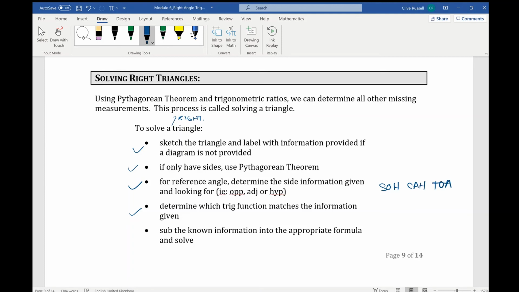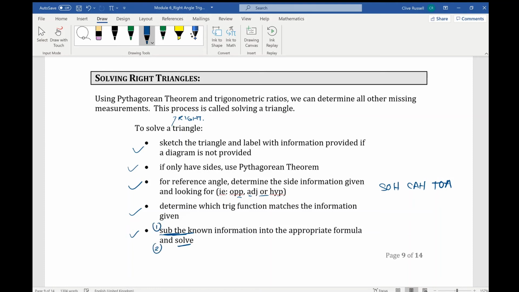And then we circle whichever one we need to use. But that can only be done once you label your opposite, adjacent, and hypotenuse. And the last thing is to sub the known information in the appropriate formula and solve. Now, notice it said sub here first, then solve. So it's given sub and then solve.